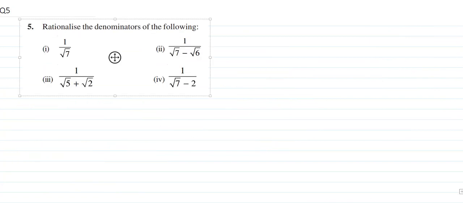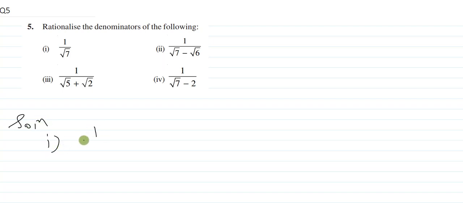Now moving to question number 5. Rationalize the denominator of the following. It is very simple how to rationalize a number. Here they are asking us to rationalize the denominator. What does it mean? So, start the solution. This is very simple and also very important. How to rationalize the denominator? If there is only one term in the denominator, here only root 7, just multiply and divide by the same number to rationalize this.